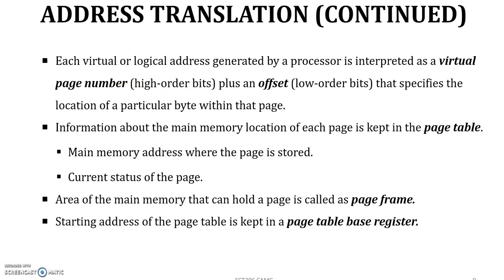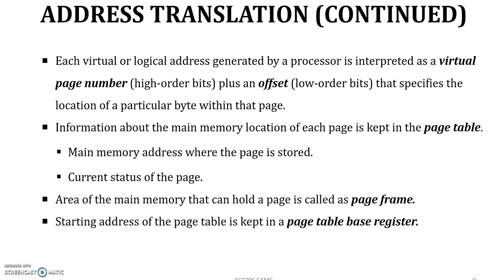And we need to remember some terms. The information about the main memory location of each page is kept in a page table. The information stored in the page table is the main memory address where the page is stored and the current status of the page. Another term is the page frame. A page frame is the area of the main memory that holds a particular page.